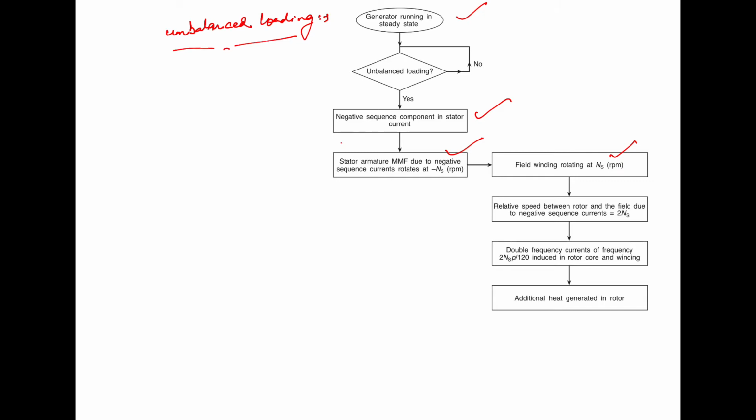So there is a relative velocity between the rotor and the field due to the negative sequence currents of 2 times ns, as you have seen here. Now this causes double frequency currents, that is 2 ns P divided by 120, which are induced in the rotor core and the winding. So this double frequency current of large amplitude is induced in the rotor conductors and the iron, and heat is generated.